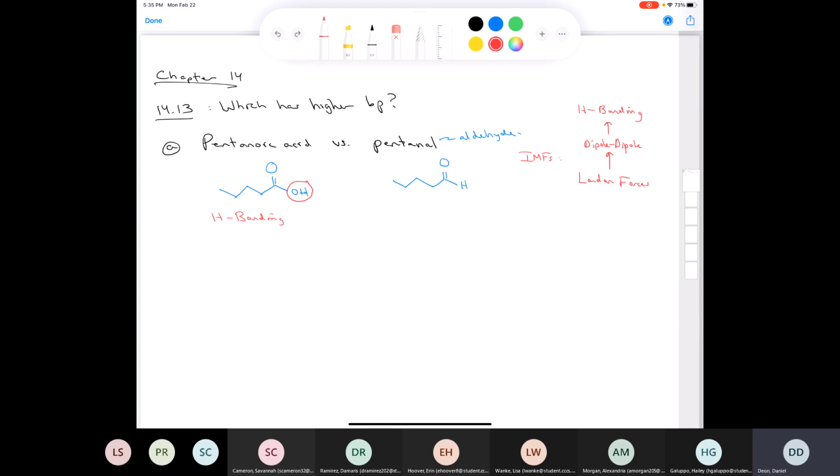And so the strongest intermolecular force in pentanal will be a result of the permanent dipole, right? You should know that a carbonyl has a dipole moment going this way. So the strongest intermolecular force here will be the dipole force. And so the one with the higher boiling point is going to be the pentanoic acid. Yes, the pentanoic acid also possesses a dipole here and a dipole here, and those are great, but those forces are not as strong as hydrogen bonding. Let's take a look at the next one.